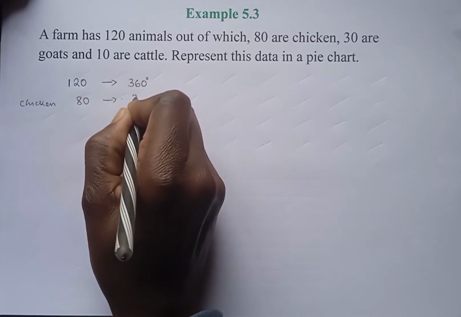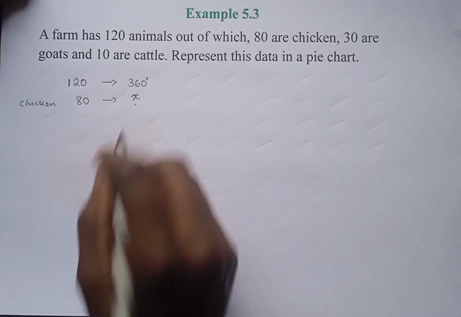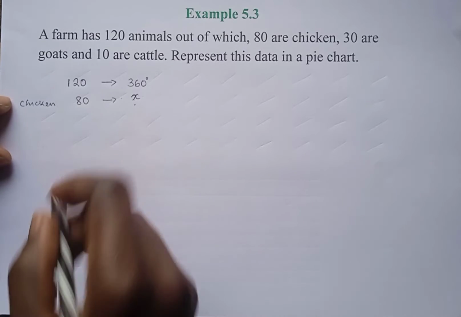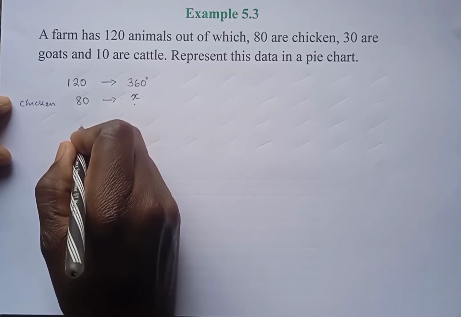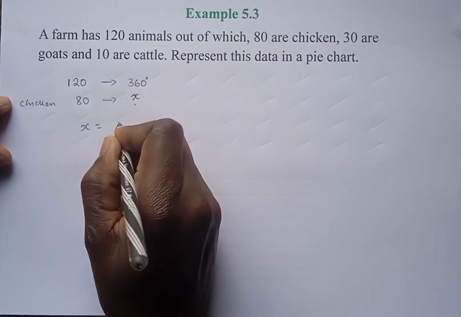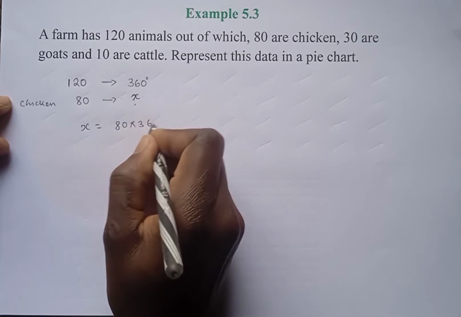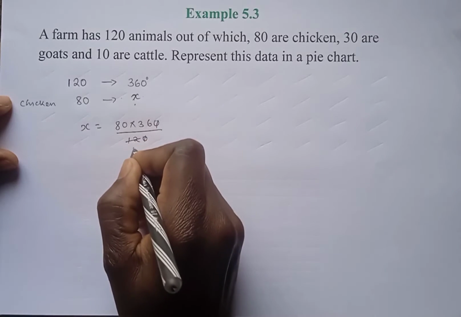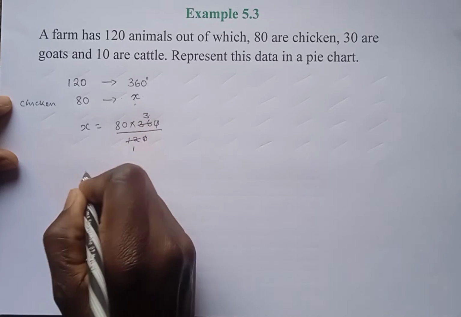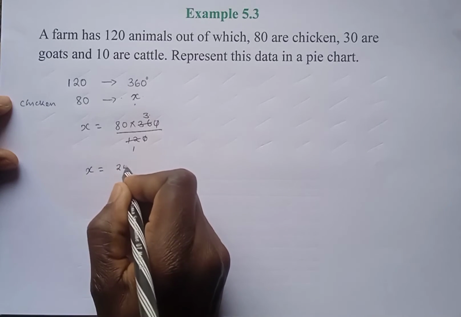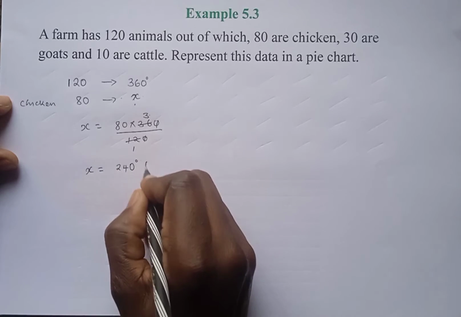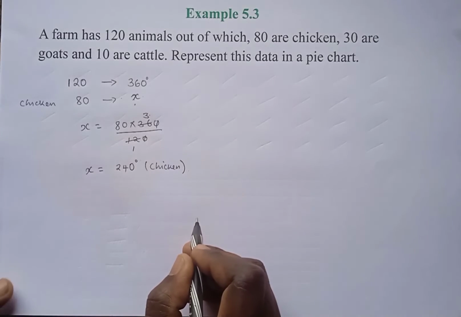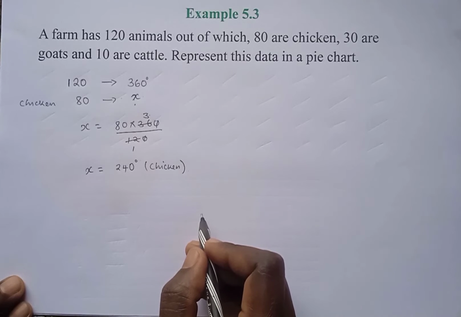What about chicken, which are 80? So we do our cross multiplication. We'll get the angle representing chicken will be equals to 80 times 360 over 120. That is from cross multiplication. So this will give us 240 degrees. So these are chicken. The angle for chicken is 240 degrees.